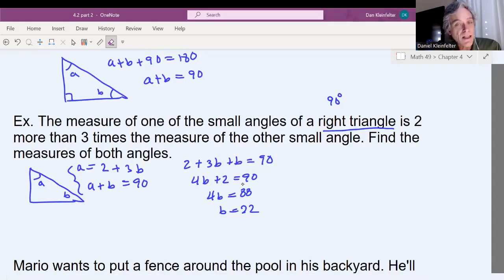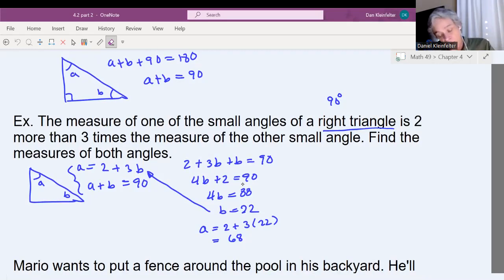All right, so we know the size of B is 22 degrees. And then once we know that, we can use that to find A. I'm going to substitute that into the equation that says A is 2 plus 3B. A is 2 plus 3 B's. 3 times 22 is 66, plus 2 is 68. Of course, you could have also gotten that by subtracting 90 minus the 22. All right, so the measures of both angles are 68 degrees and 22 degrees.